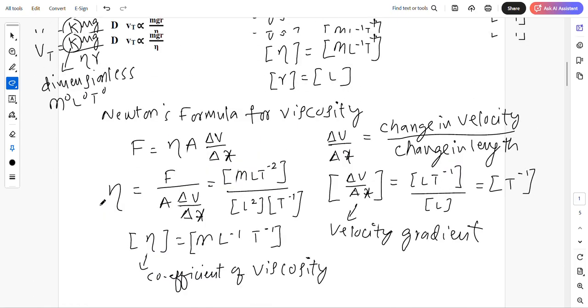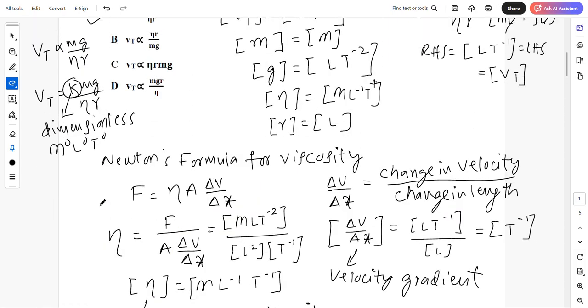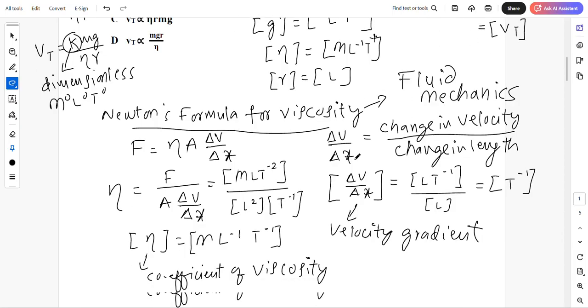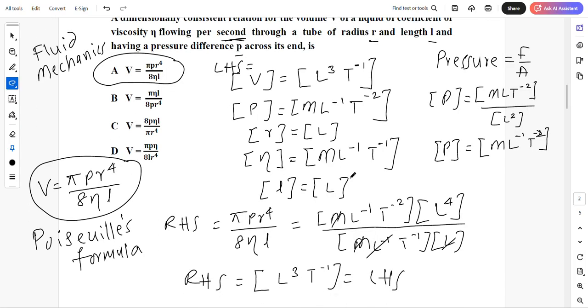Now in the previous problem, we wrote Newton's formula for viscosity. This also comes in fluid mechanics. Anyhow, we are just concentrating on dimensional analysis. LHS is equal to RHS, you have to prove. Hope you understood both the problems.